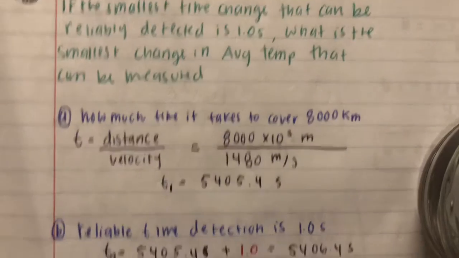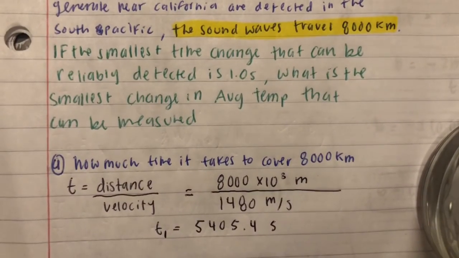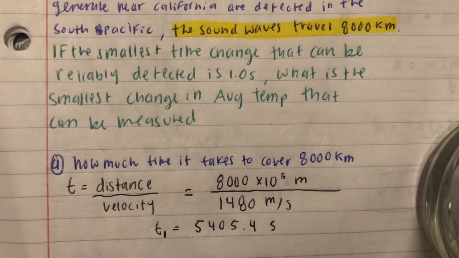So our first step is going to be how much time it takes to cover 8,000 kilometers. For that, we're going to use this equation: the time equals distance divided by velocity, and the velocity is the average sound speed they give us. So if you do that, you will get 5,405.4 seconds. So in that amount of time, it covers 8,000 kilometers.